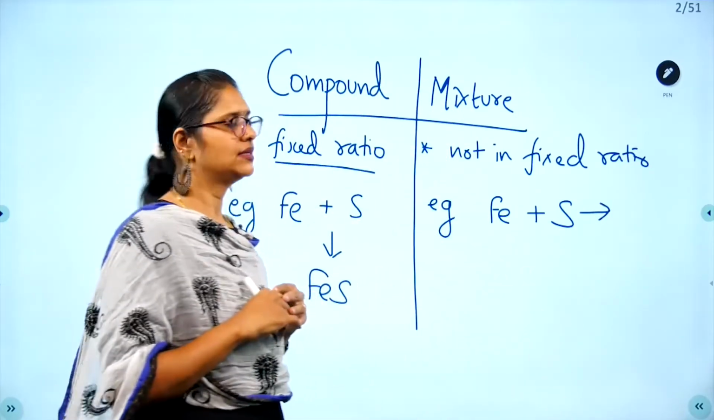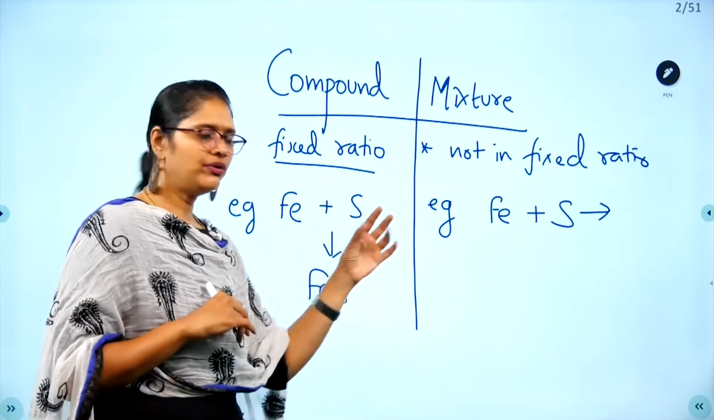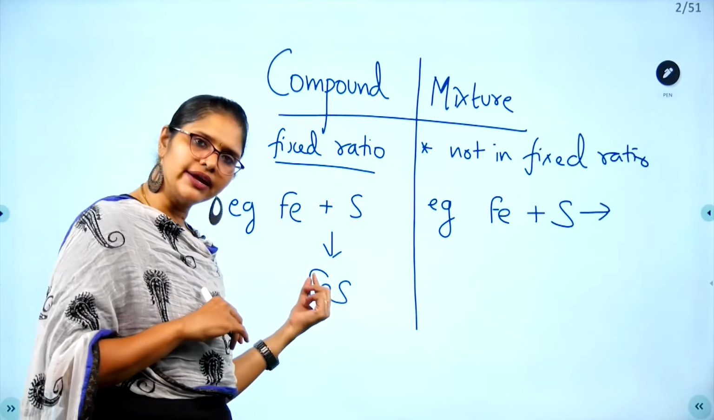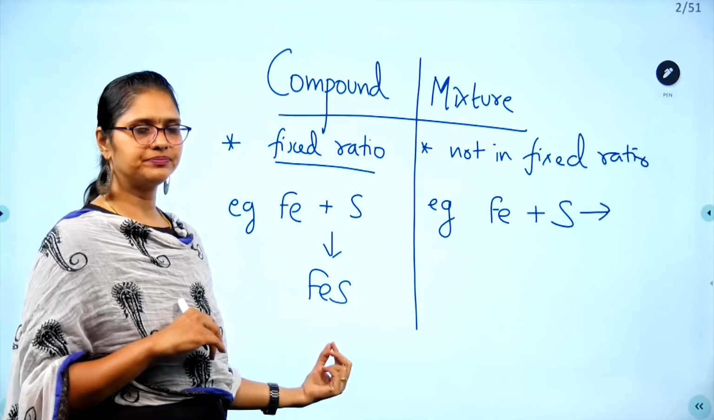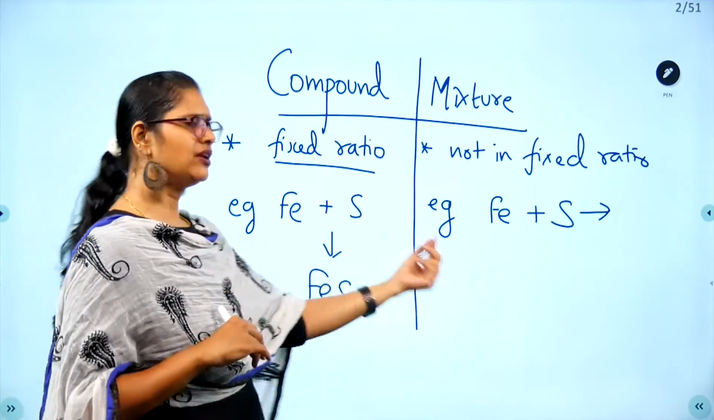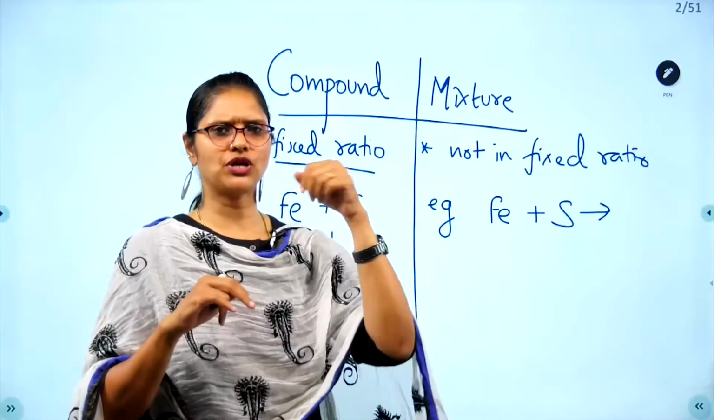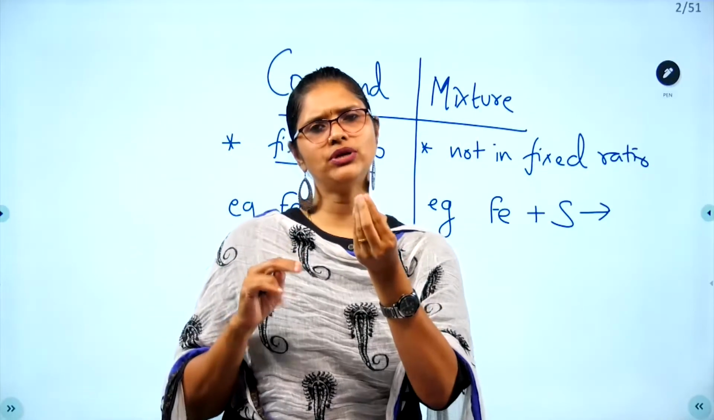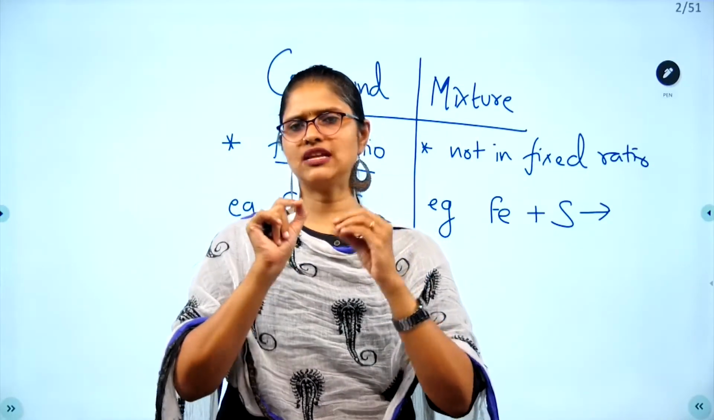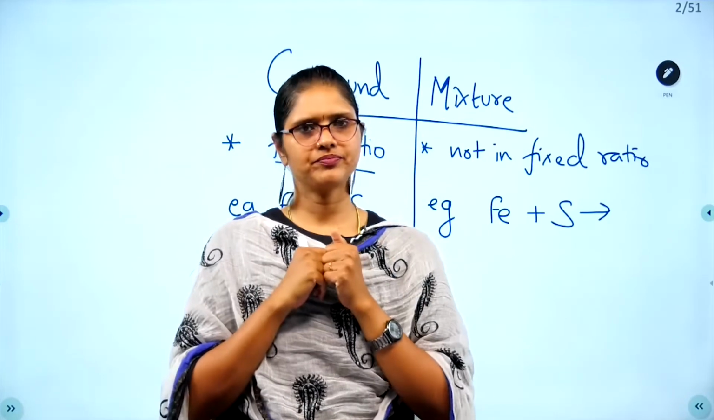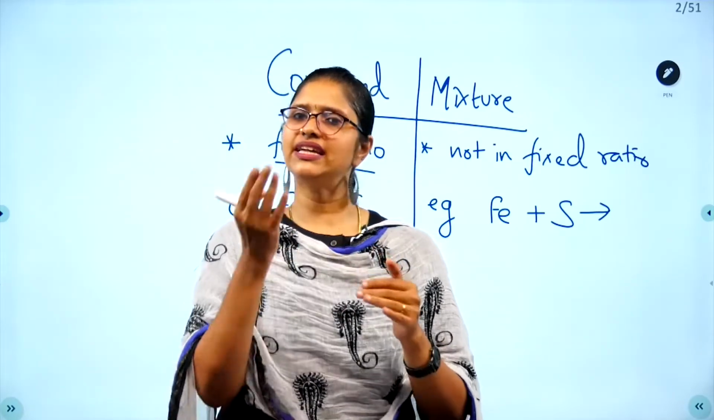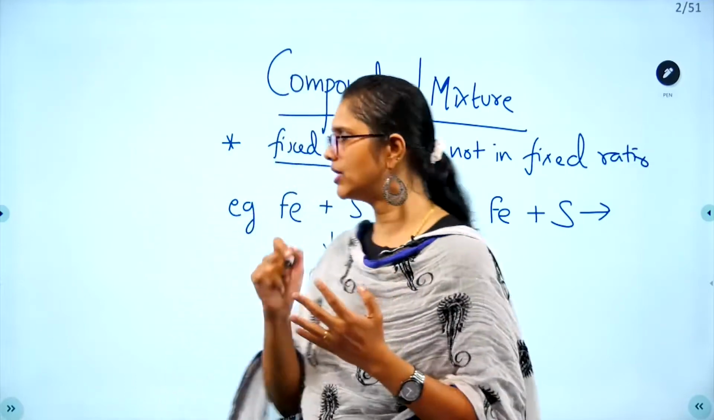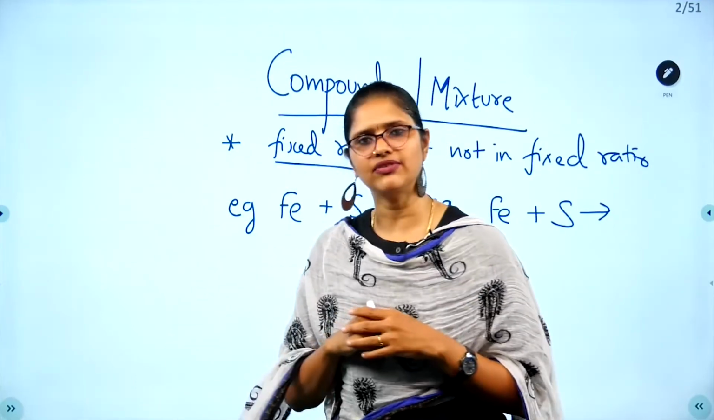So here in a compound, Fe, that is iron, combines with sulfur and it forms FeS. And here also I am just taking one spatula of iron powder and one spatula of sulfur powder, and I am mixing them, right. Now in a compound, what happens when you mix and heat it? I am going to heat it. So when I heat, it forms a compound, ferrous sulfide.